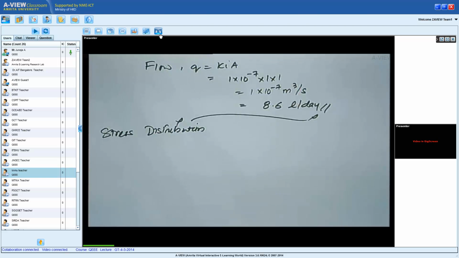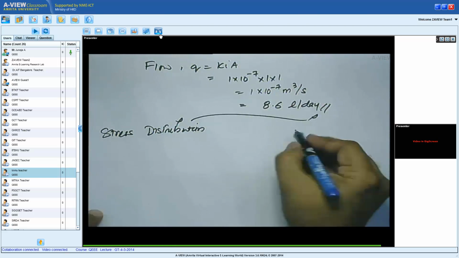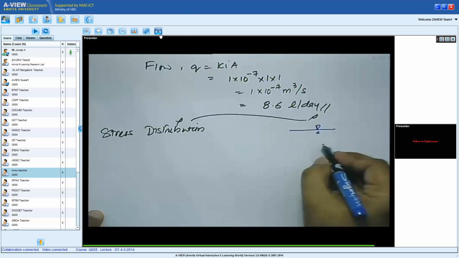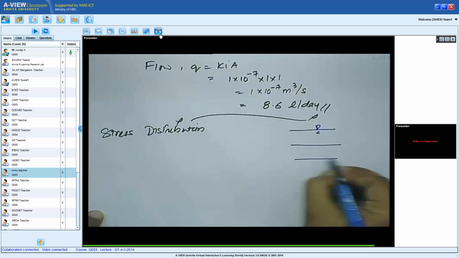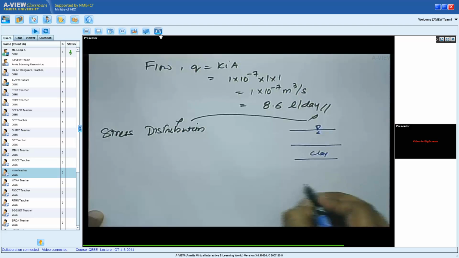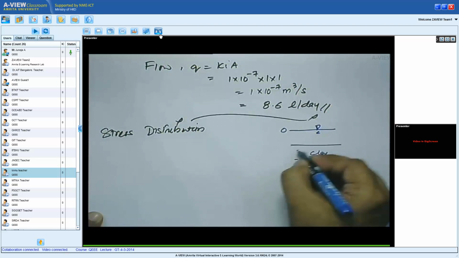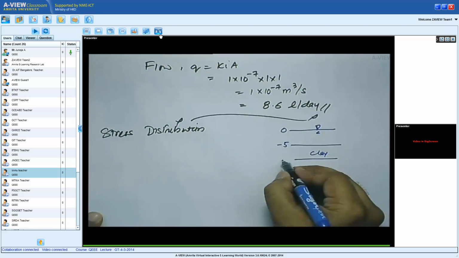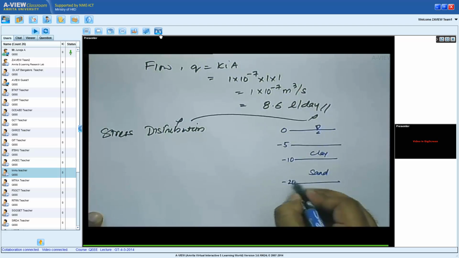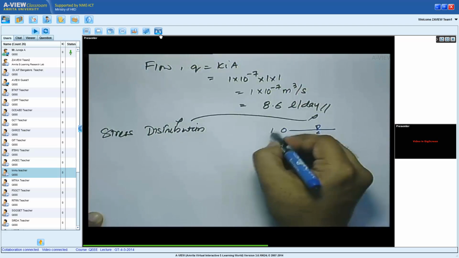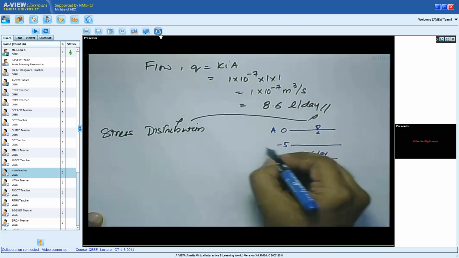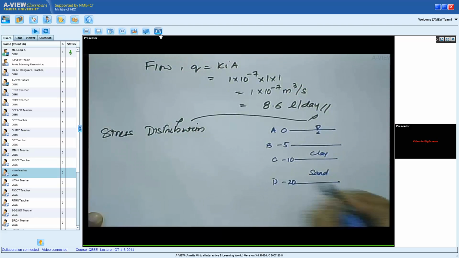Okay, let me draw the small sketch over here. That was the top of the pond level. Somewhere over here was a clay layer and you had a sand layer. To draw in numbers, I think this was datum 0, this was minus 5, that's minus 10 and minus 20. We label this as A, B, C and D. So we need what is the vertical stress distribution at A, B, C, D.